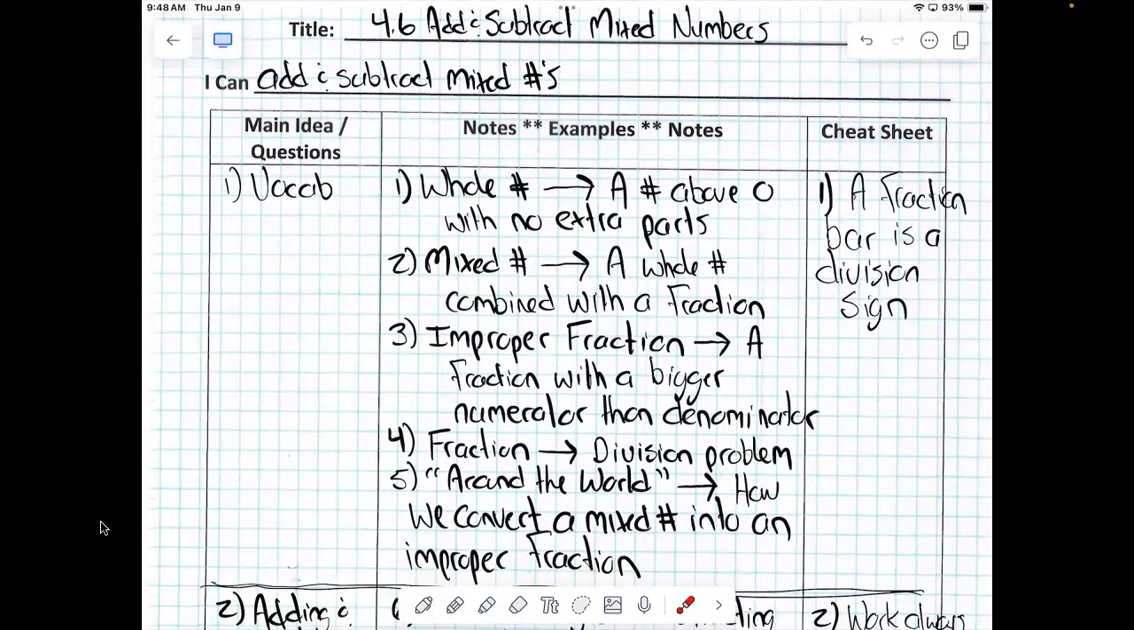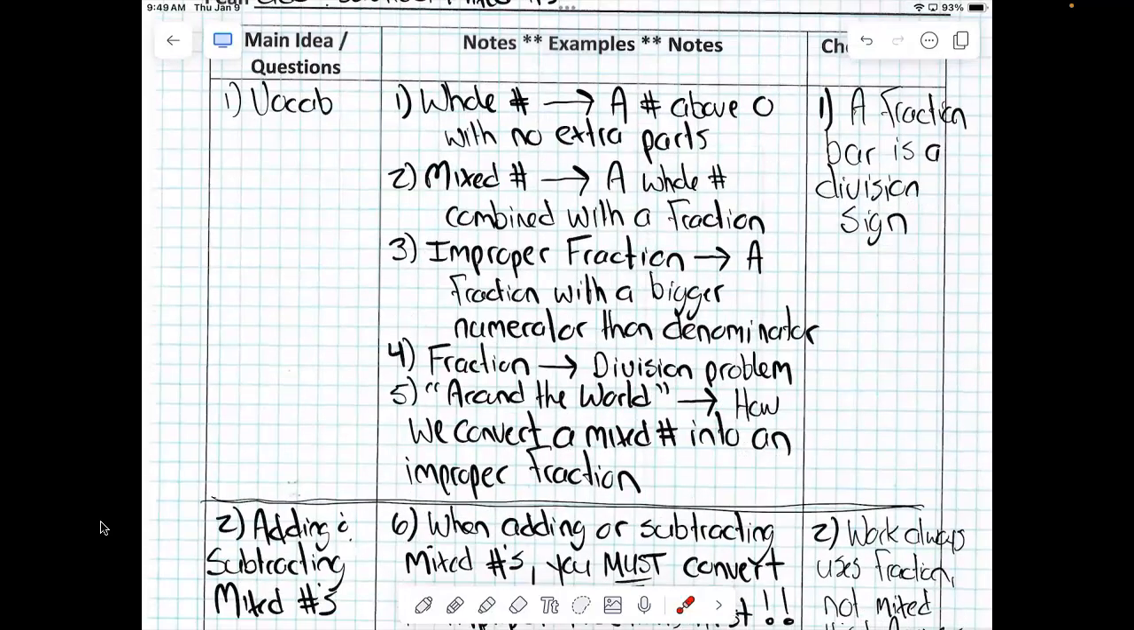Okay, vocab was all review, so I'm just going to pick a couple things. How do you know if a fraction is improper? The numerator is bigger than the denominator. Sweet. Around the world is how we convert what to what?